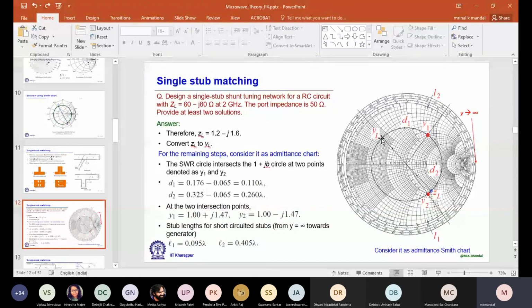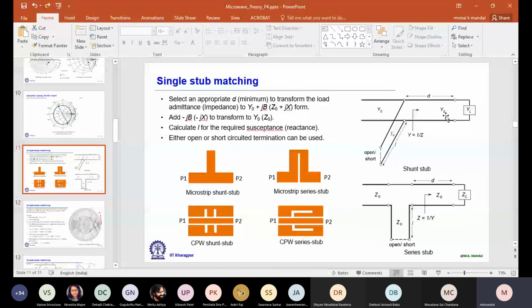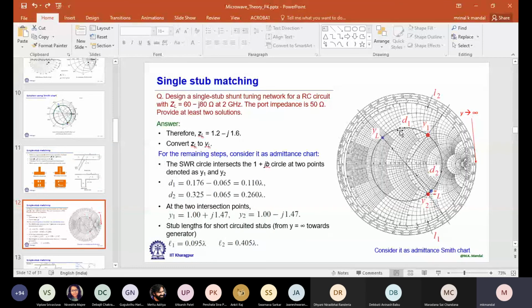Now here the problem is a little different. You see, I am going to transform the real part first. So I follow the same transmission line of the same characteristic impedance, and the magnitude of gamma is not changing. We see that it crosses the y equal to 1 circle at this point, and if I keep on continuing, it also cuts the y equal to 1 circle at this point. So we have two solutions denoted by y1 and y2.